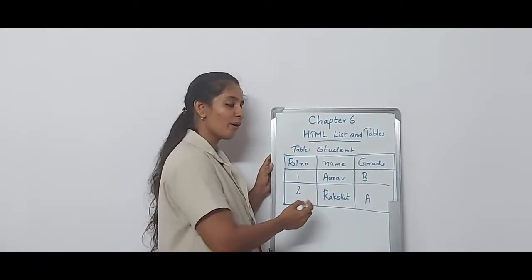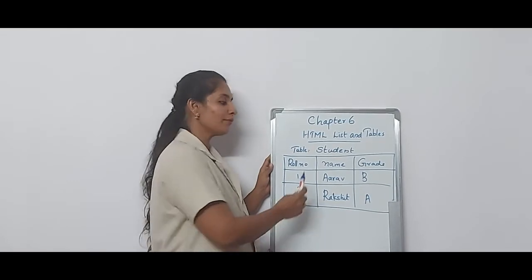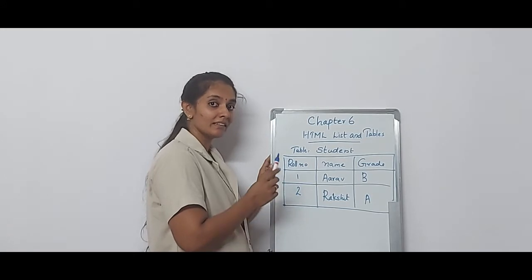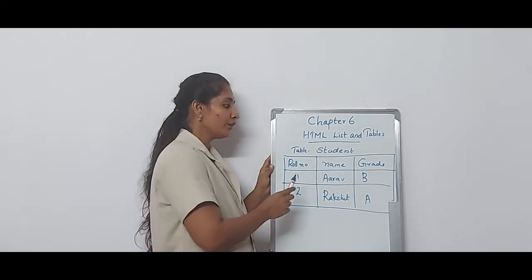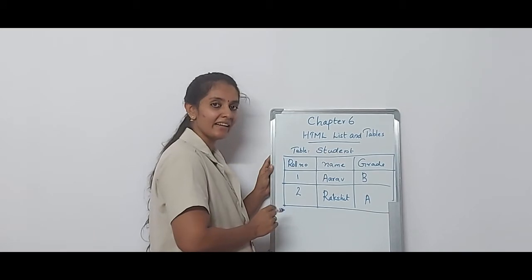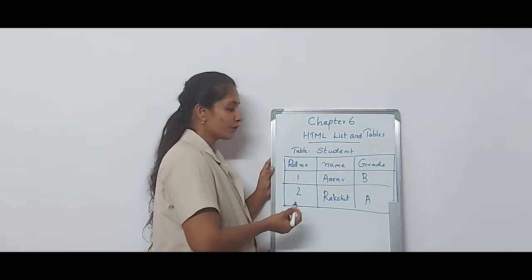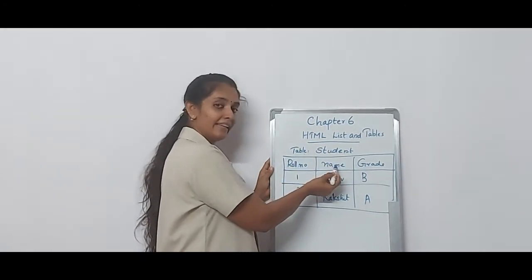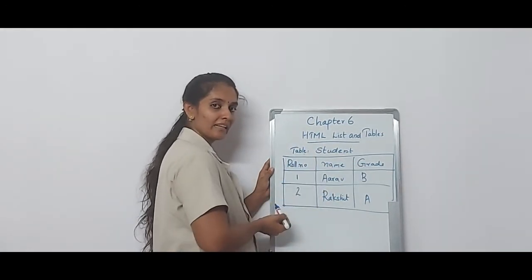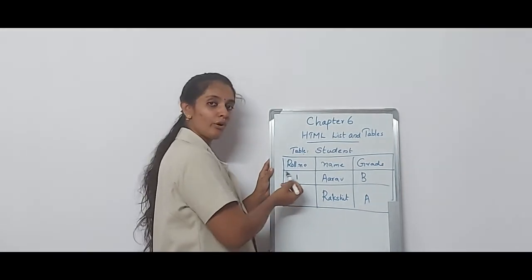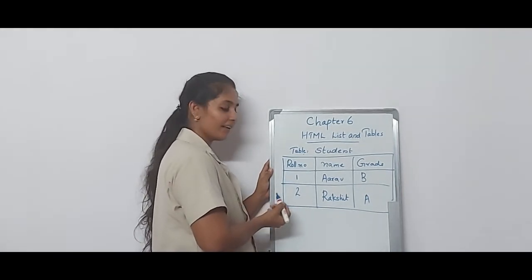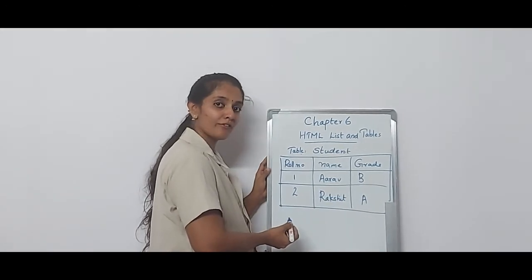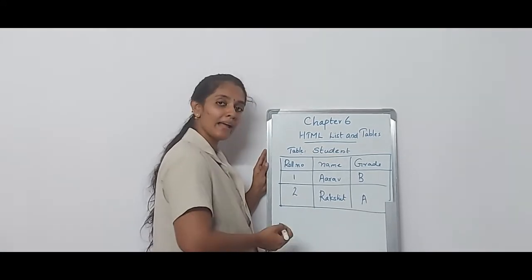This is an example of a table. Here, the name of the table is student. If you want to give a title for this table, you have to give this student inside caption. So, to give a title, you have to use caption. To give a heading, you have to use the TH tag. Then for each row, you have to use the TR tag. And for each data, you can use TD. So, these are the four child tags of the table tag.